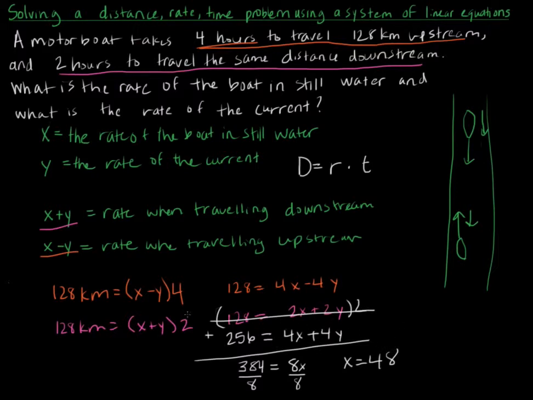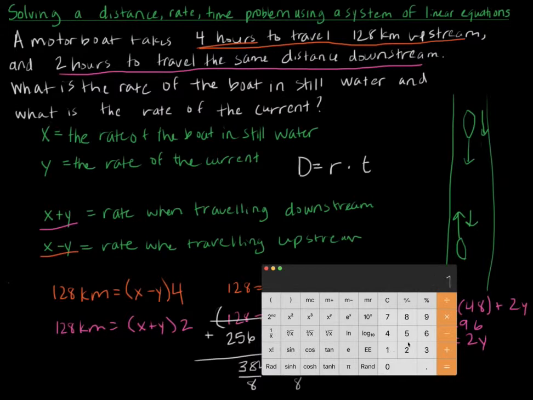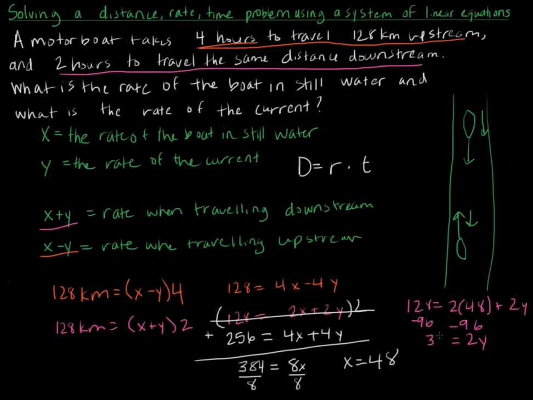And then we can use either equation to help us figure out y. So I think I'll go back to this 128 equals 2x plus 2y. So 128 equals 2 times 48 plus 2y. So 2 times 48 is 96. So if I subtract 96 from both sides, then I'll find y. So 2y equals 128 minus 96, just 32. Divide both sides by 2, so I get that y equals 16.